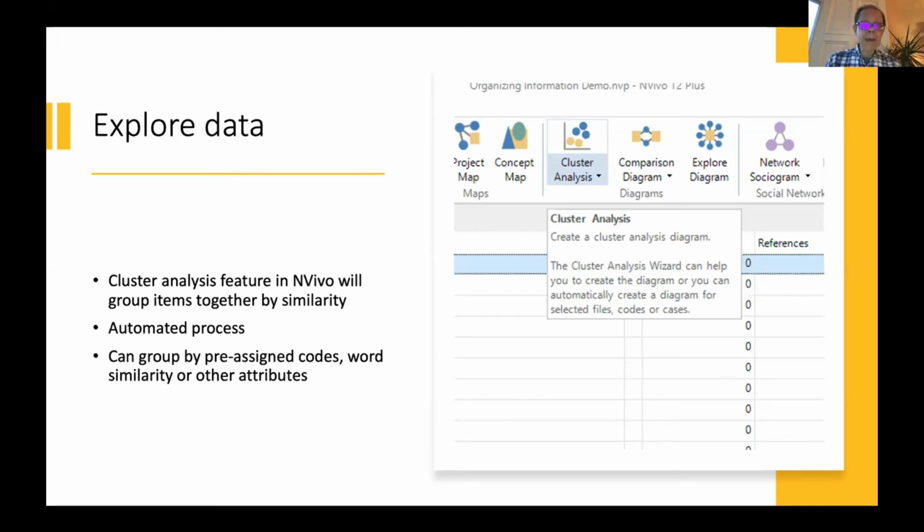You can compare on the basis of word similarity, which is what I've done, or your items may have pre-assigned codes. So you may have previously gone through and coded it, and you just want to see which ones have got most codes in common, or you could look for other attributes that those items have. It might be things like when they were created or what format they were in or whatever. So you've got a degree of flexibility.